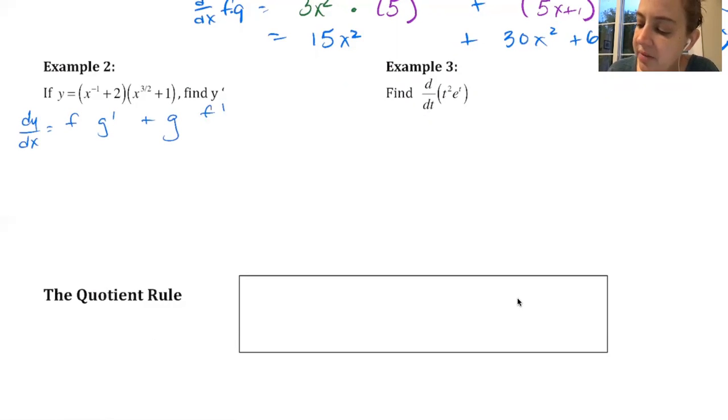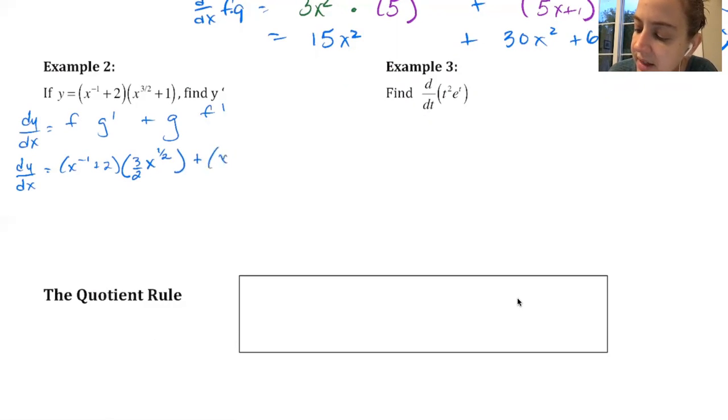fg prime plus gf prime. So dy/dx is equal to x to the negative 1 plus 2 times g prime. Now these fractional exponents, nobody ever likes them, but bring your 3 halves to the front, x to the 3 halves minus 1, which is really 1 half, and then the derivative of 1 is 0.